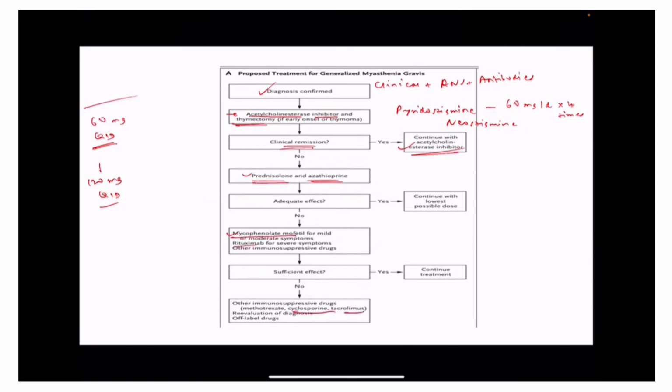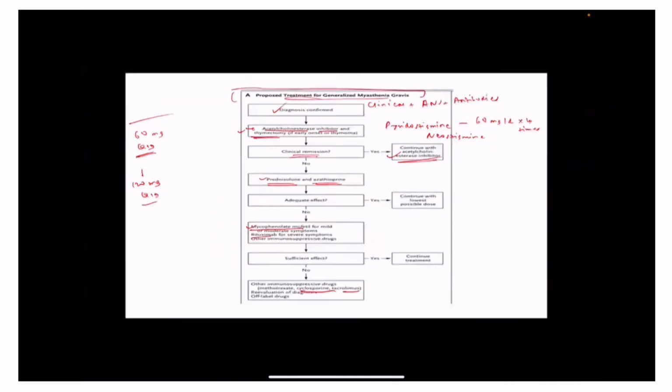So just remember 2-3 things here. Usually start with anti-acetylcholinesterase inhibitors as the drugs. Along with that, we usually go for thymectomy. If there is no effect, then we go for other drugs like prednisolone, mycophenolate mofetil, tacrolimus, cyclosporine, all these drugs. Okay, so this is in short about the treatment for generalized myasthenia gravis.